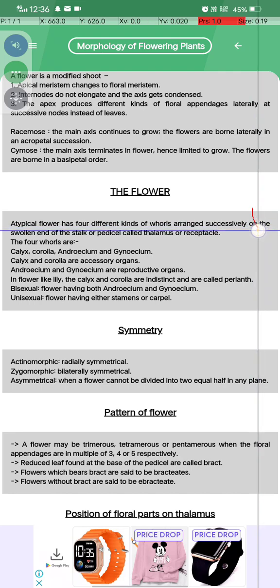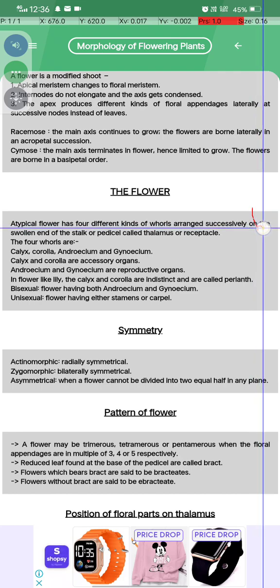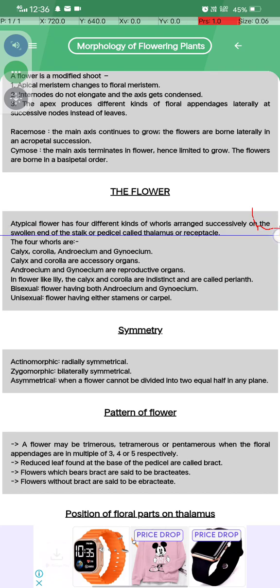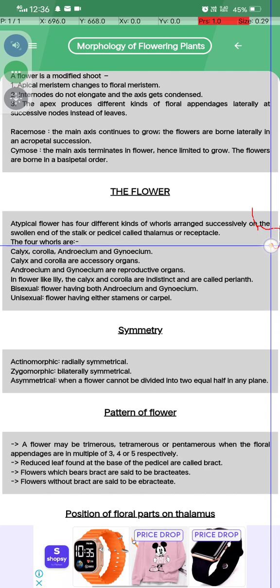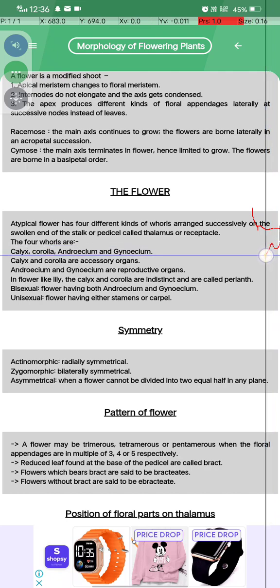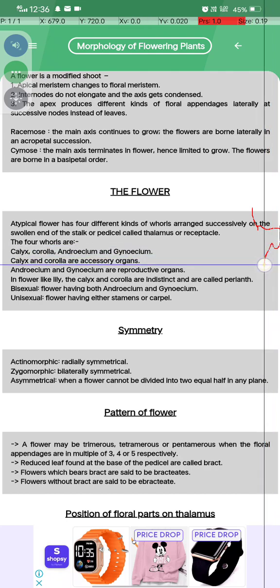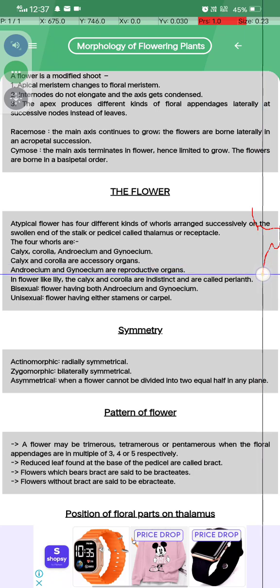Flower. A typical flower has four kinds of whorls arranged successively on the swollen end of the stalk, or pedicel, called the thalamus or the receptacle. The four whorls are calyx, corolla, androecium, gynoecium. Calyx and corolla are accessory organs, and androecium and gynoecium are the reproductive organs.